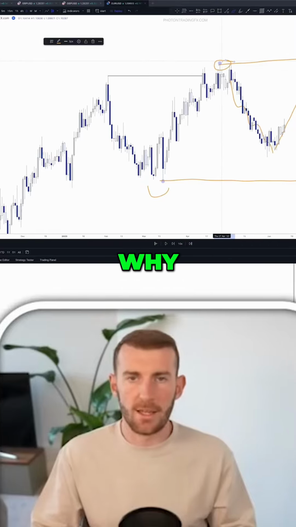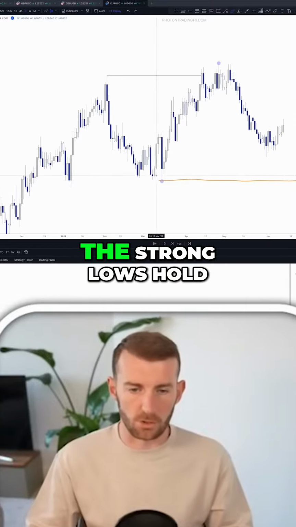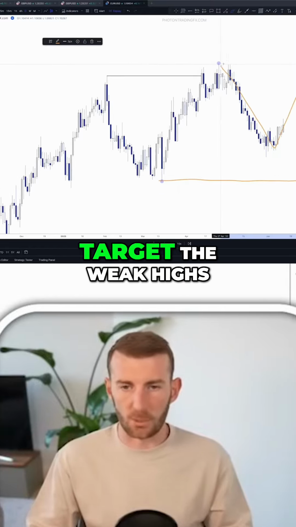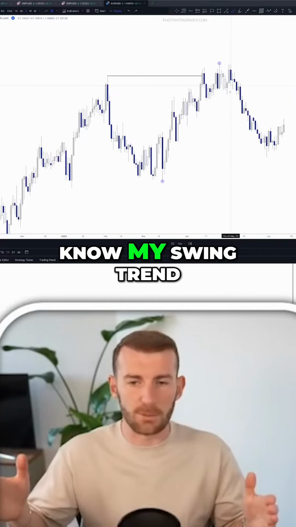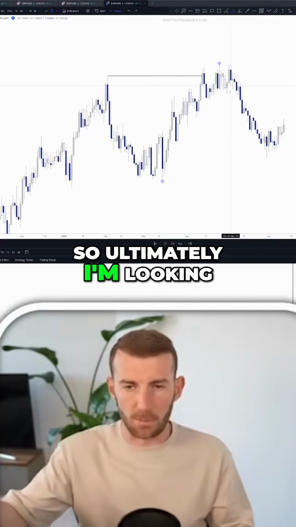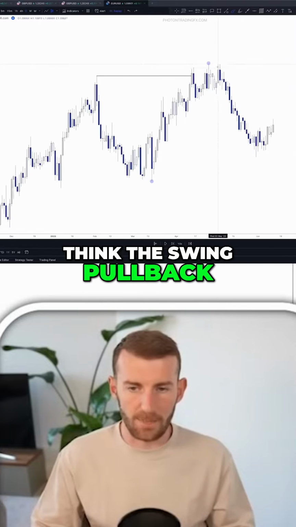This is a weak high. Why? Because it's failed to do its job. It's failed to take out the lows. That's how bullish markets work, right? Strong lows hold, and then eventually we target the weak highs there to the upside. So on the daily chart, I instantly know my swing trend is bullish. So ultimately, I'm looking for price to continue that move once we think the swing pullback is over.